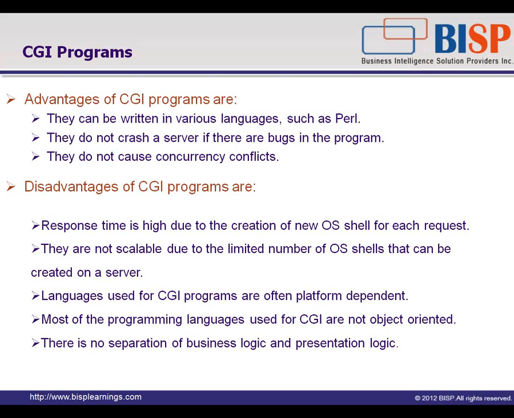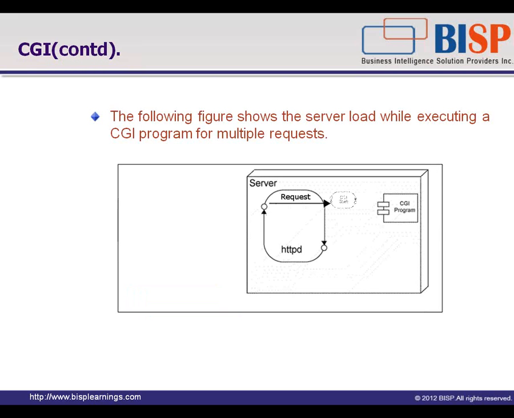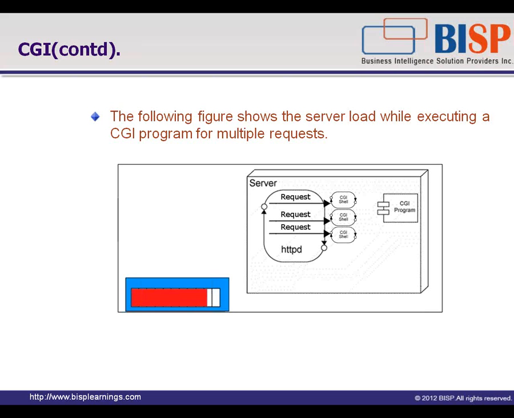This is how one CGI program runs, and how the workload on the server comes whenever a CGI program runs. As you can see on the screen, when a client sends a request, the server will create one CGI cell and the workload on the server will increase. Now here you can see, as the number of requests increases, the workload on the server also increases because of a different CGI cell for every request.